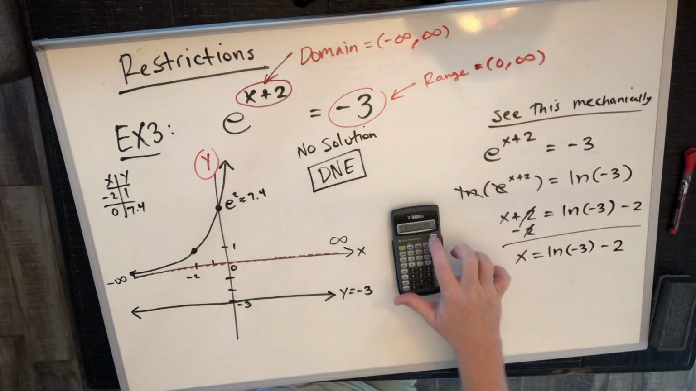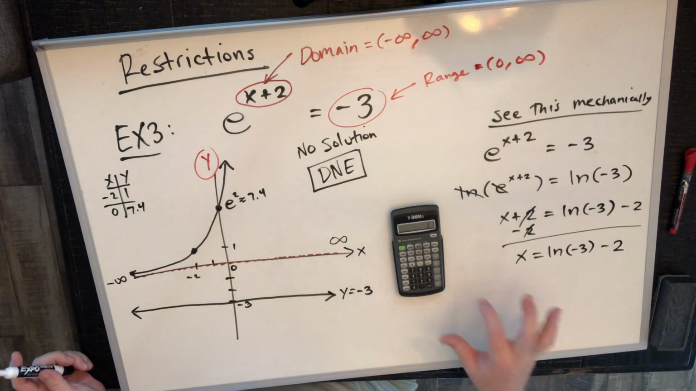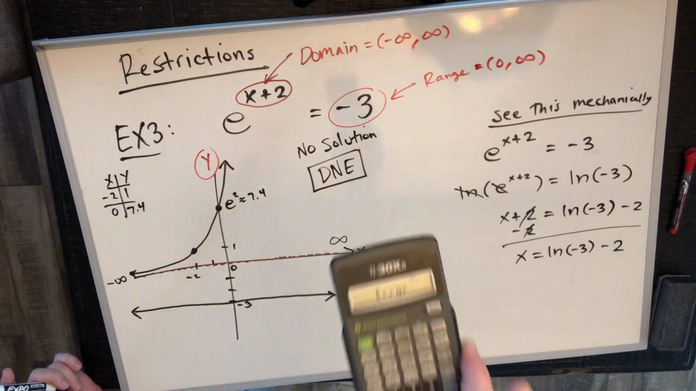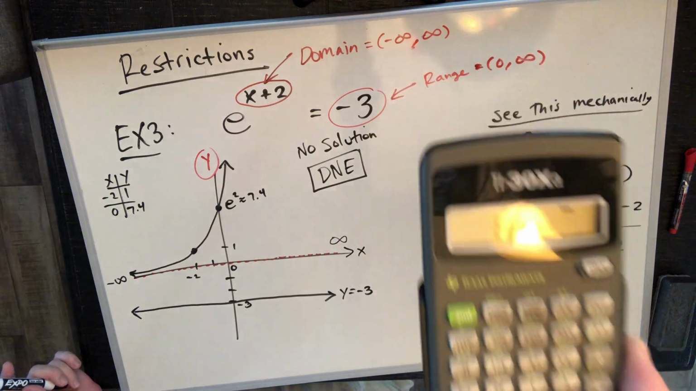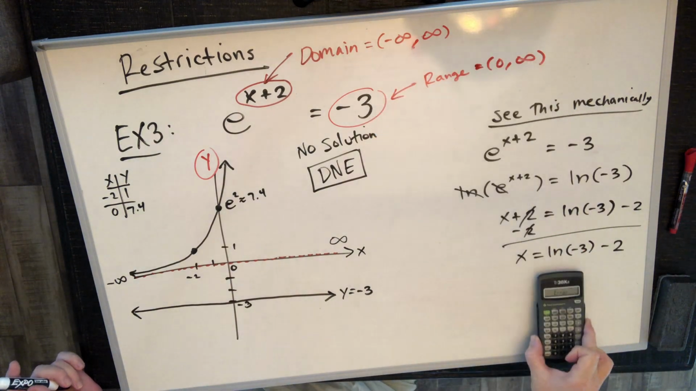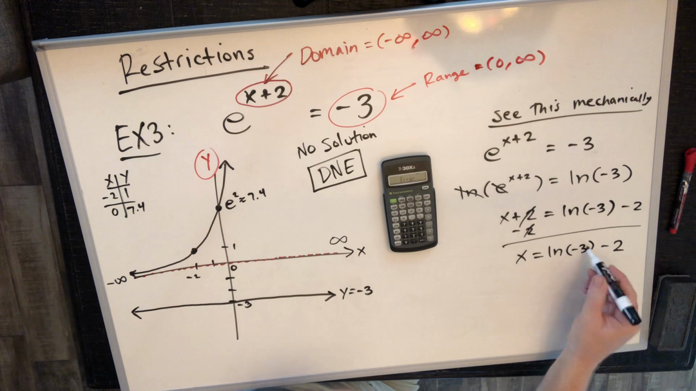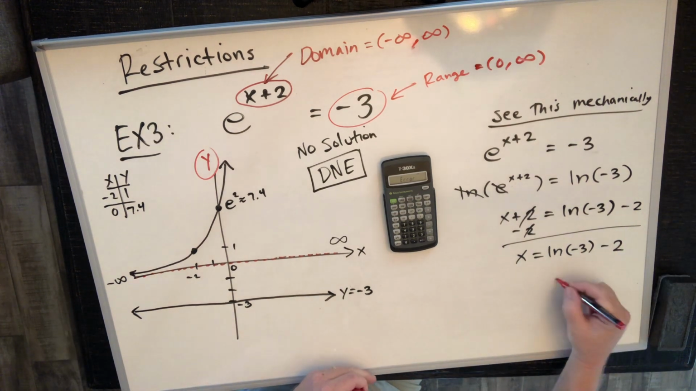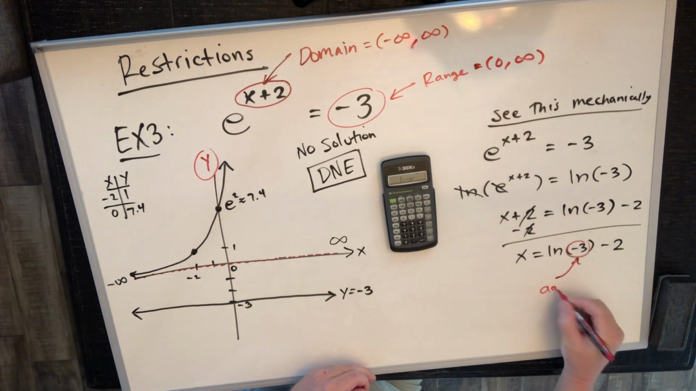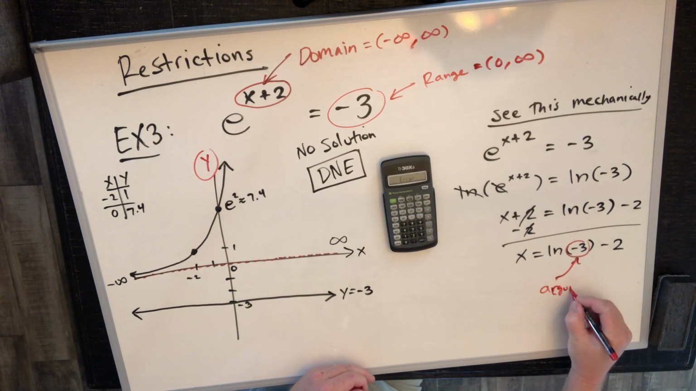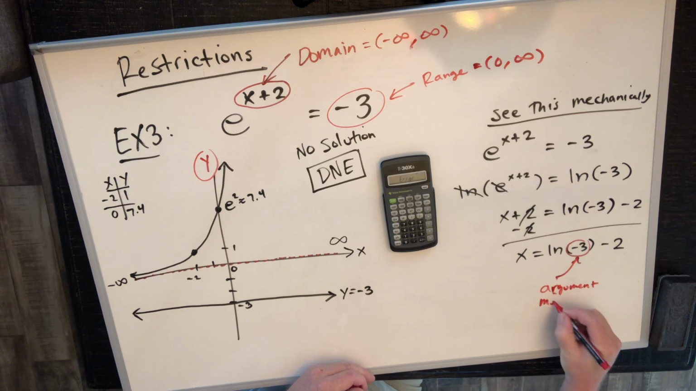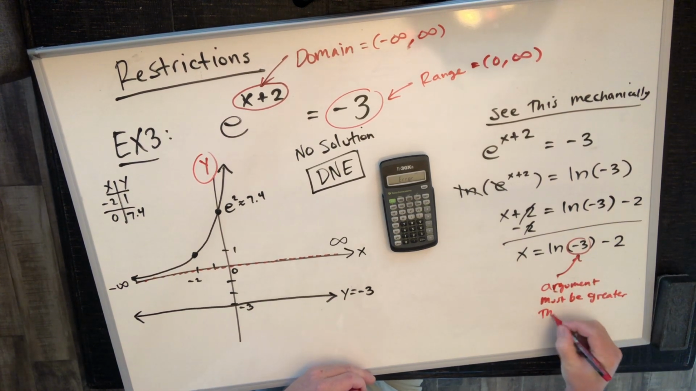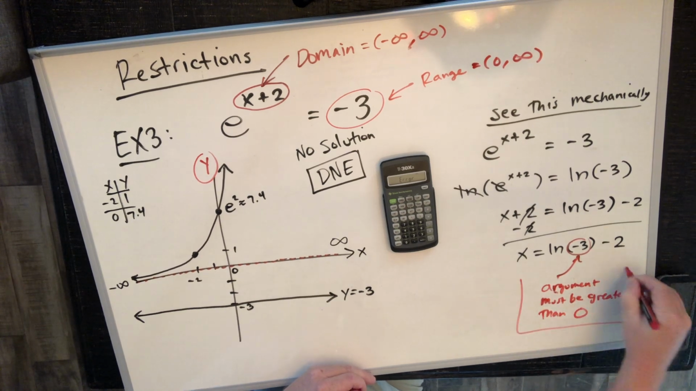Try to enter that and see what happens. All right, let's see. You want to know if something works? Try it to find out. Error. Error, error. So clearly, the natural logarithm does not allow a negative argument. Remember, the argument must be greater than 0.